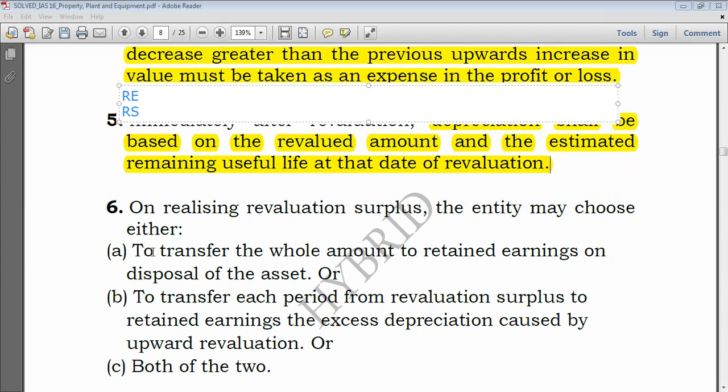That's why you say you cannot offset the revaluation gain against the revaluation loss for different assets, even if they belong to the same class. Never ever can you do that. So that's also another point.